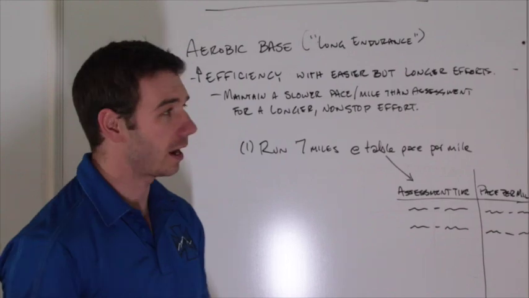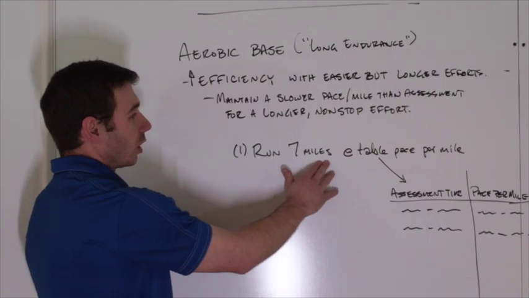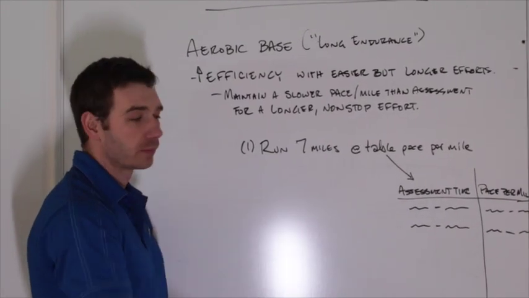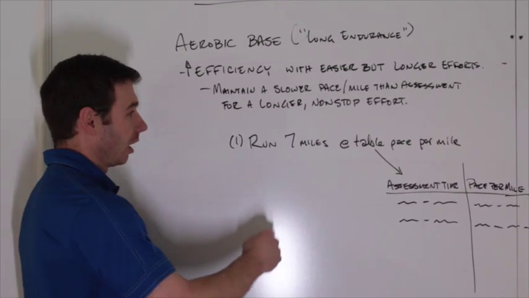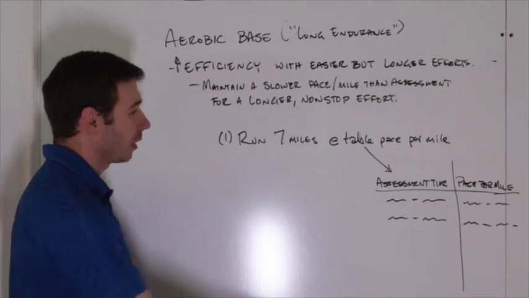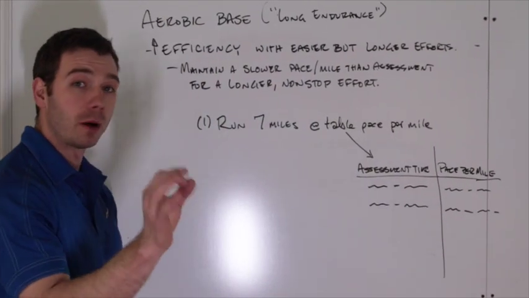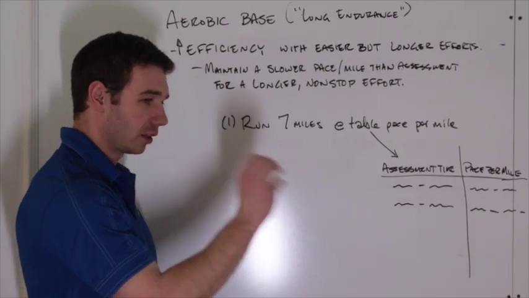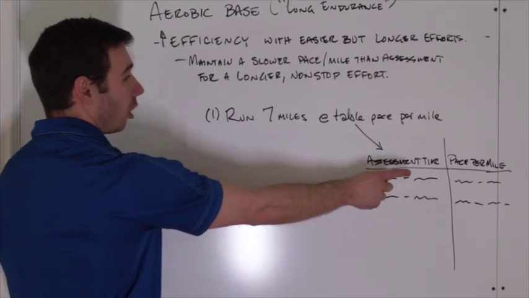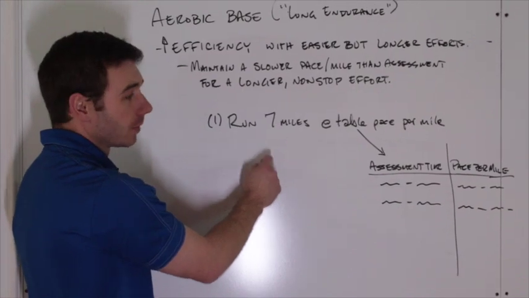So what you'll see in the programming on a session like this is run, or it could be ruck, 7 miles at table pace per mile. It'll say this if we have assessed you. Just like in the movement over ground, we will link a table either in that session or in the program. You'll find your assessment time, and then it will give you a pace per mile. On the other one, it gave you the amount of time that you had to run a certain interval distance in. But for this, it's going to tell you how quickly we want you to run each mile of that 7 miles.